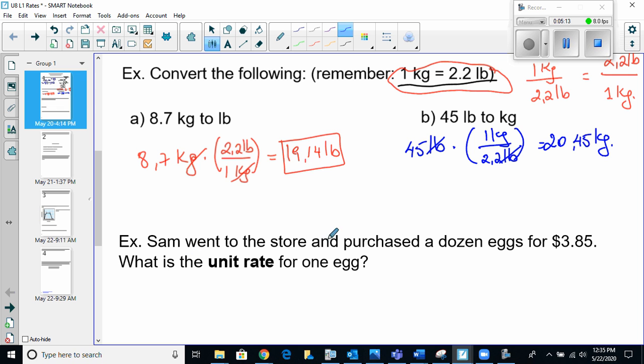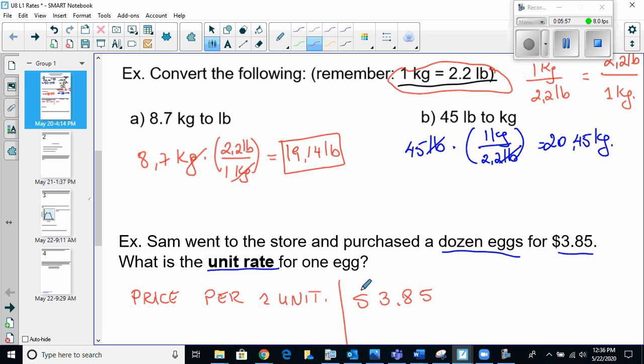Now, Sam went to the store to purchase a dozen eggs for $3.85. What is the unit rate? When we talk about the unit rate, what we keep in mind is that it is the price per 1 unit. So how much will one egg cost if we buy a dozen eggs for $3.85? In order to find that, we'll have to divide $3.85 by 12, that is 1 dozen.